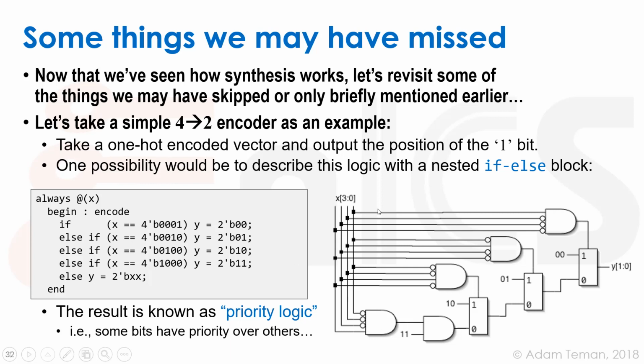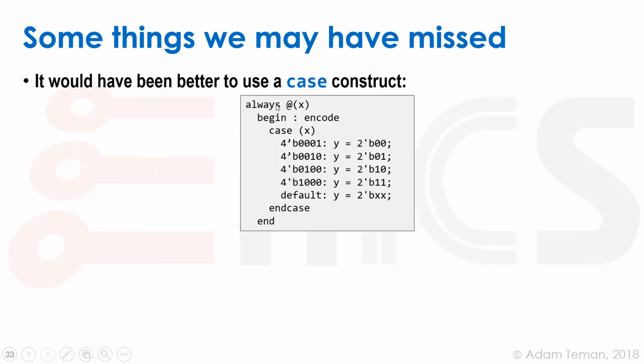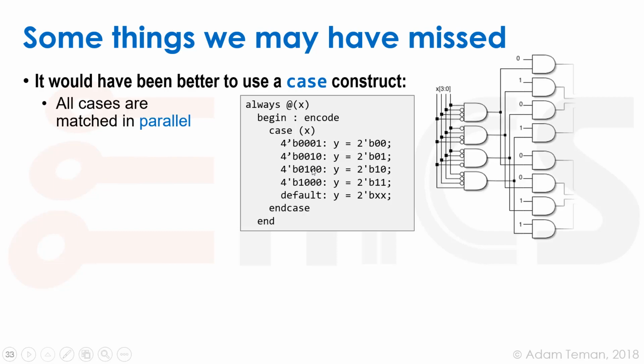That may be something we wanted to do, but often it was by accident. If we had used the case construct, for example, we'd have always @(x), case x, and then we have all these options. Cases are usually parallel. You can also tell the synthesizer in various ways, such as pragmas or certain options inside the synthesis tool, that this is parallel, but usually they're taken in parallel. So if we did that, all of these things are equal and in parallel, and we get this type of logic if we go and implement what it says. Now, is that good or not good?